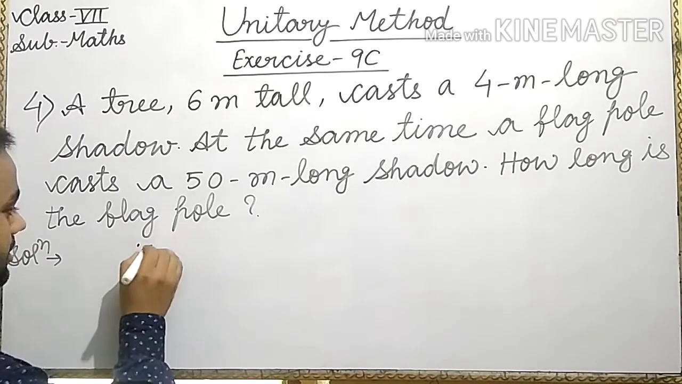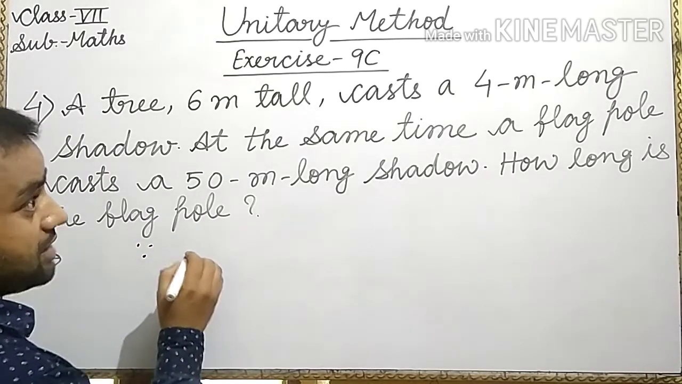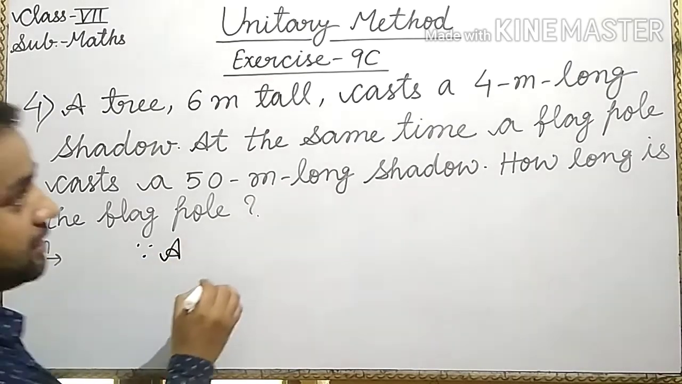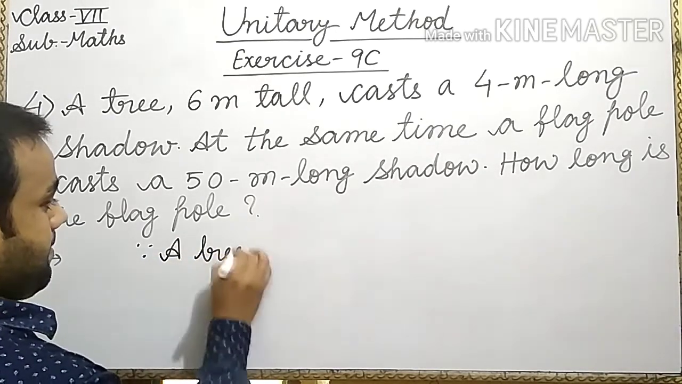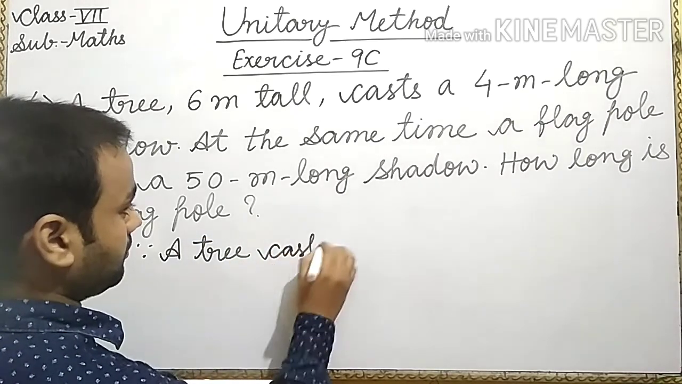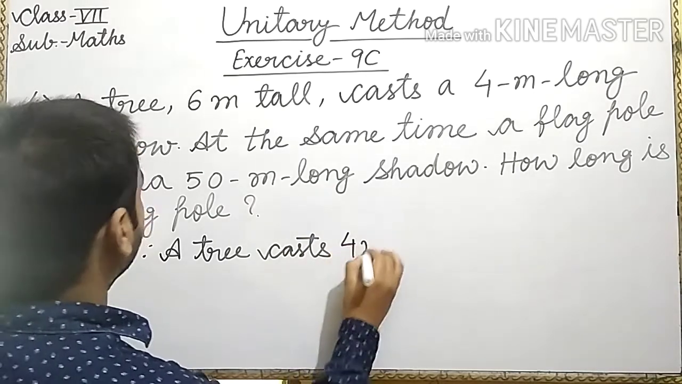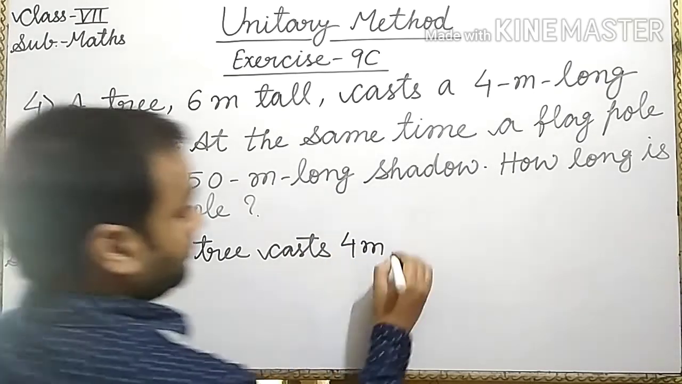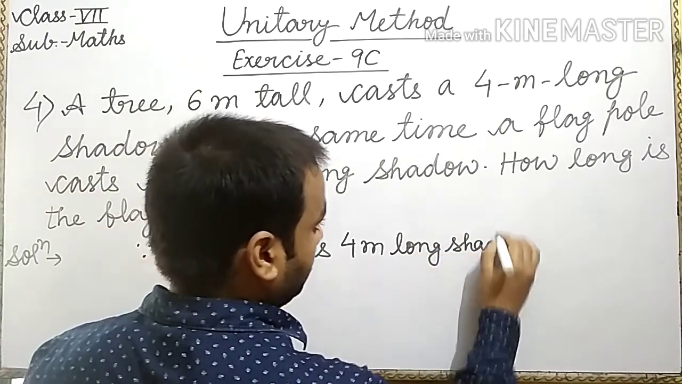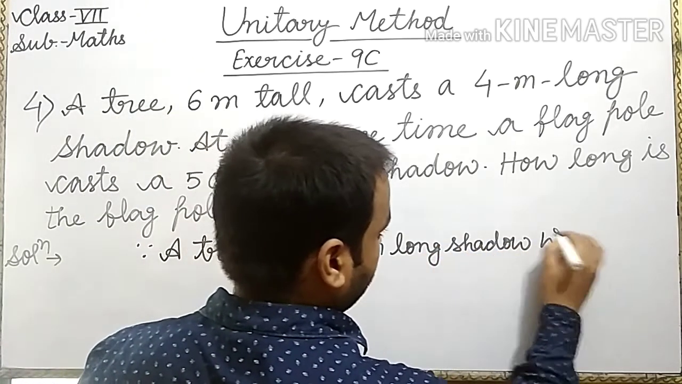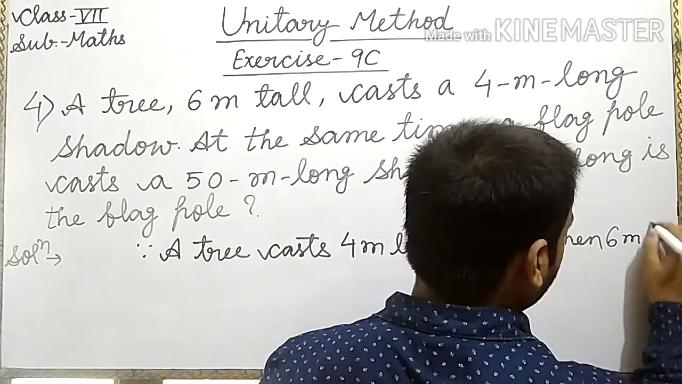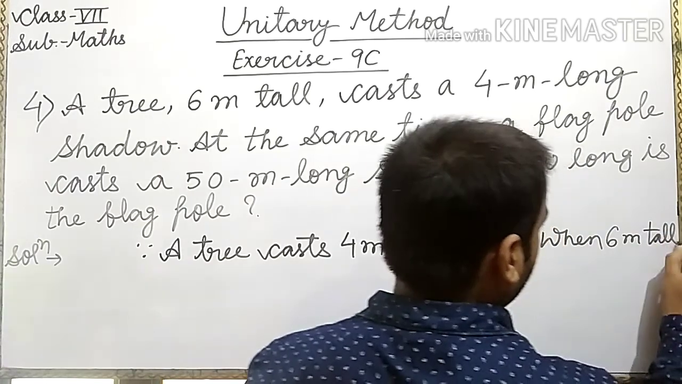So here since a tree casts a 4 meter long shadow, then it is 6 meter tall. 6 meter tall. Is it clear?